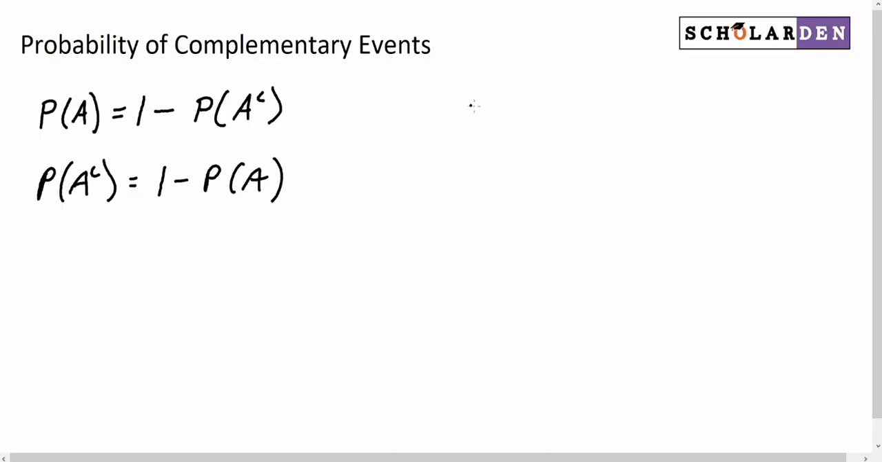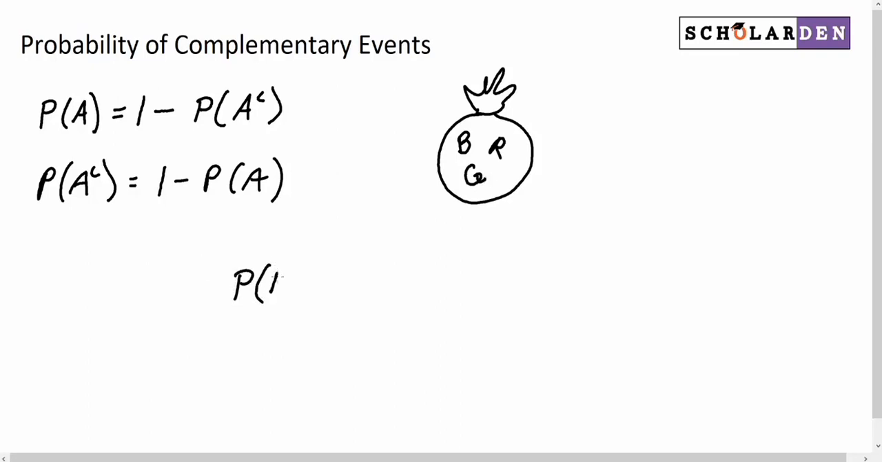Say we have a bag of marbles with blue, red, and green marbles in there, certain amounts of each. And we want to know the probability of not getting a blue marble, so not blue. Well, that's equal to the probability of getting a red or green.